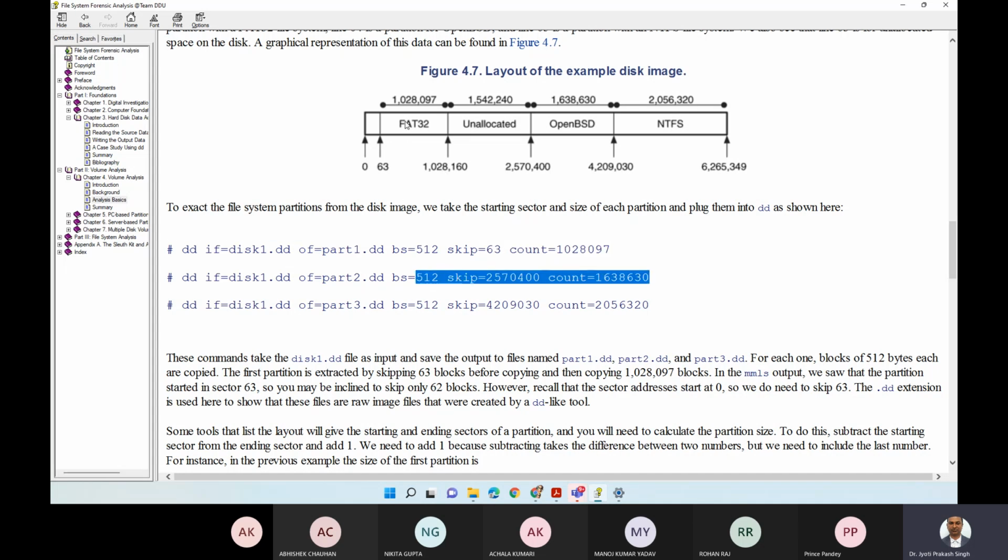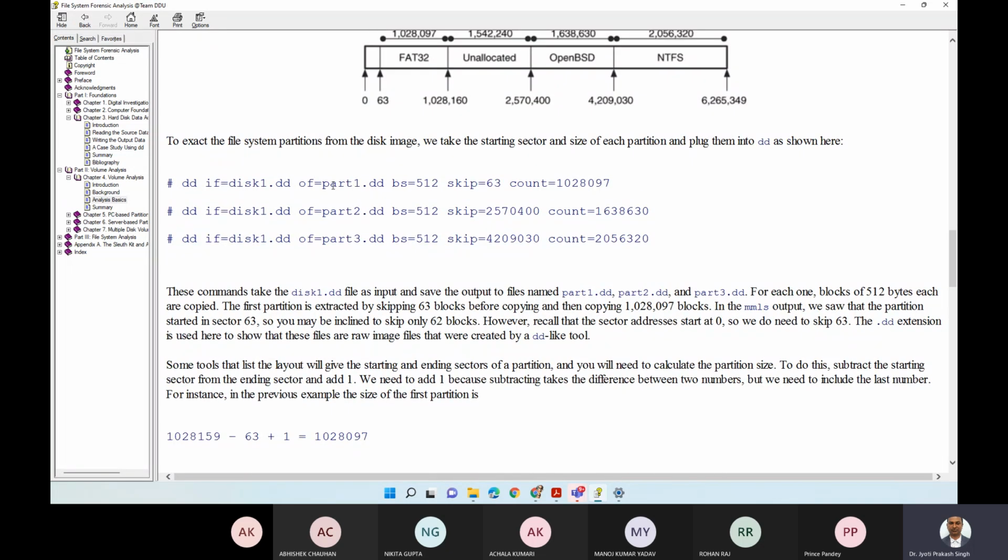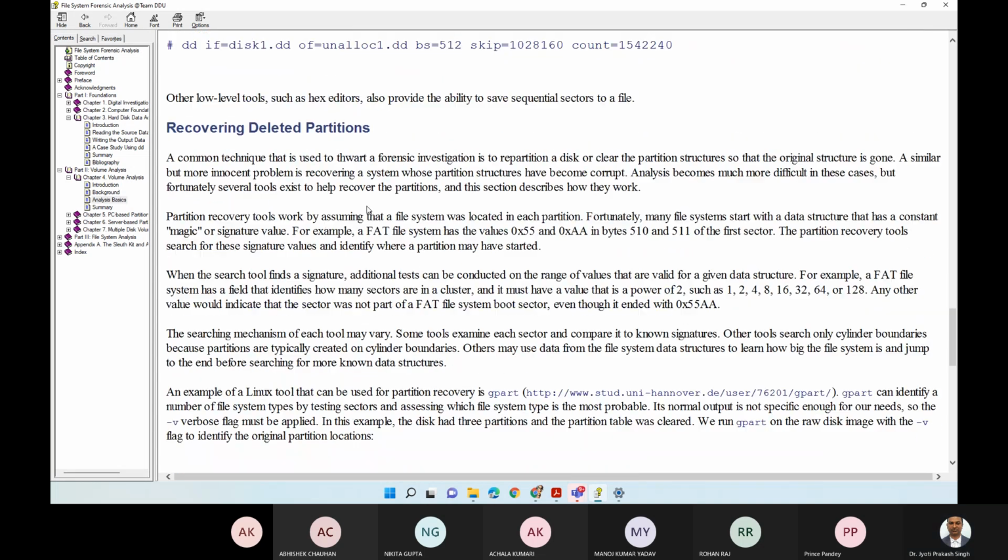And similarly for others, so you can read this as a disk image called part1. This is read in another disk image called part2, and this is read in another disk image called part3. And now once you have this, you can check it in different types. So you know that this is FAT32, so you can use it in a Windows system and do the analysis. You can use a Linux system and do the analysis and so on.